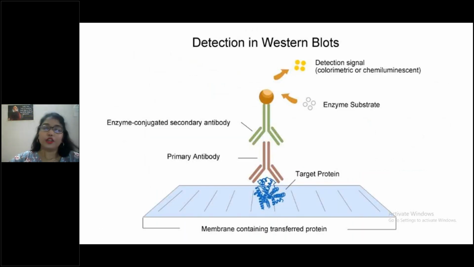And once we have the separated proteins, we can use the same principle as ELISA. We can put a primary antibody, and then a secondary enzyme-conjugated antibody, and then an enzyme substrate, and then we can detect through a detection signal. It can be colorimetric or it can be luminescent. So this is the detection in Western blot.